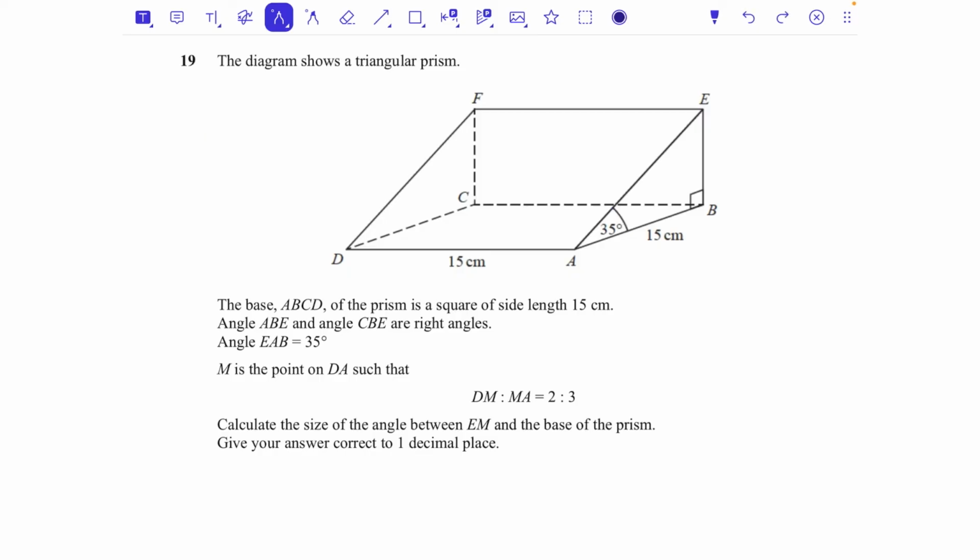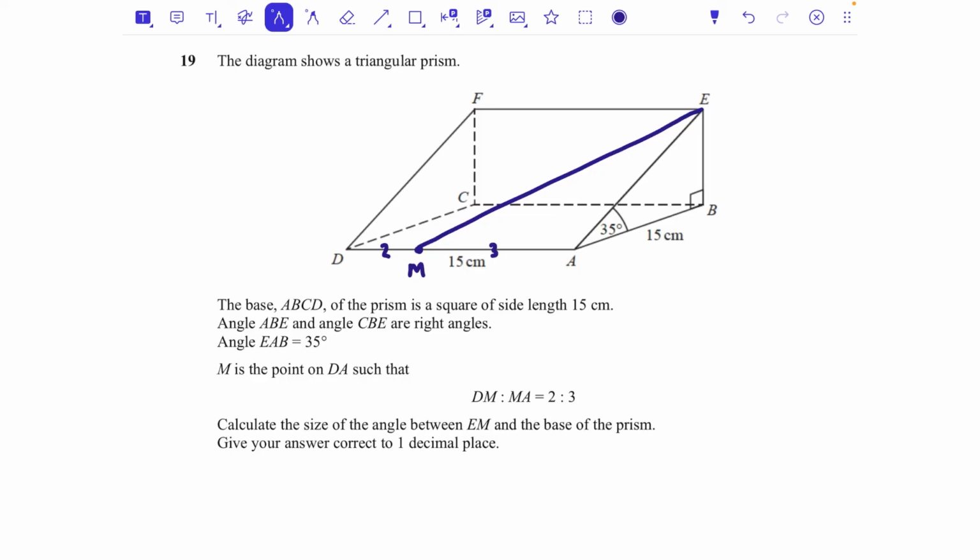Okay, great. M is the point on DA, such that D to M, M to A is 2 to 3. So it's just about here in the ratio 2 to 3. Calculate the size of the angle between EM and the base of the prism.